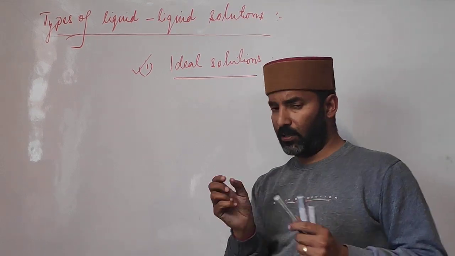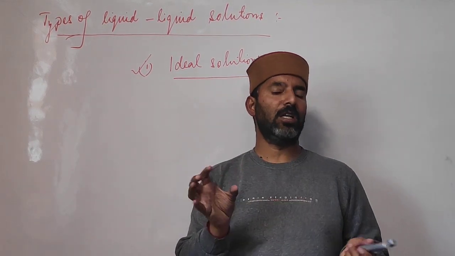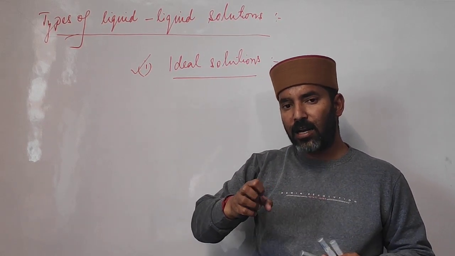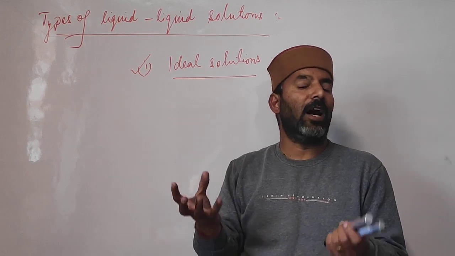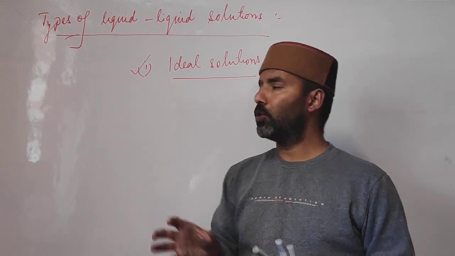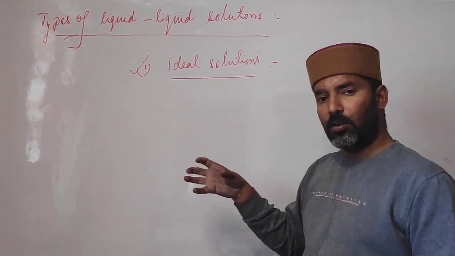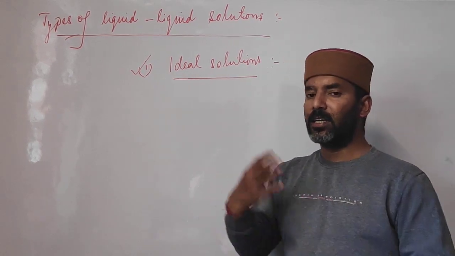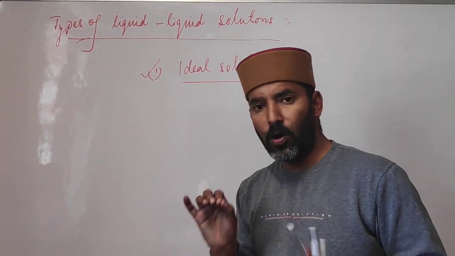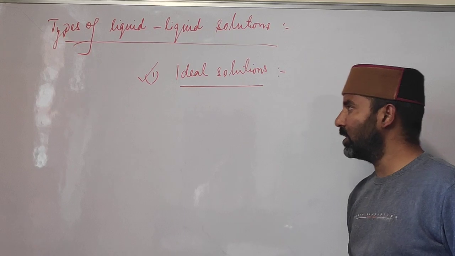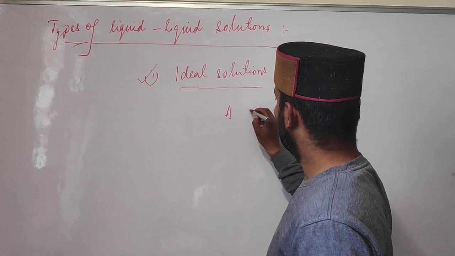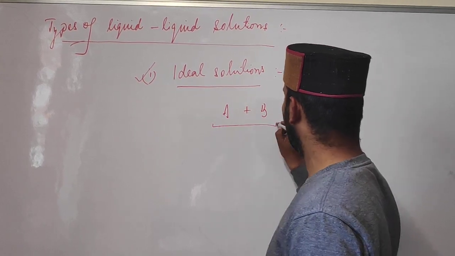So first important thing is that students, ideal solutions are formed by mixing two components which are what? Which have identical chemical structure as well as nearly same properties. So these type of solutions are formed by mixing two components which have identical chemical structures and nearly identical properties. And students, the most important thing in case of ideal solution is that, say we have an ideal solution which is formed by mixing A and B. So these are the two components.